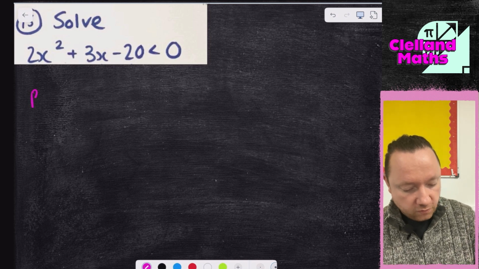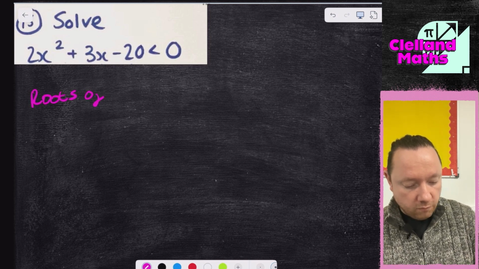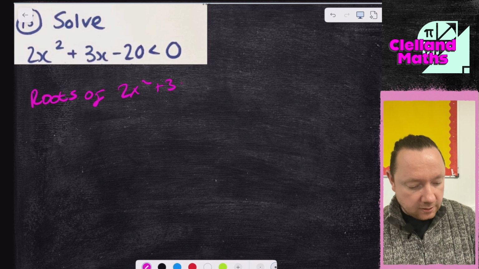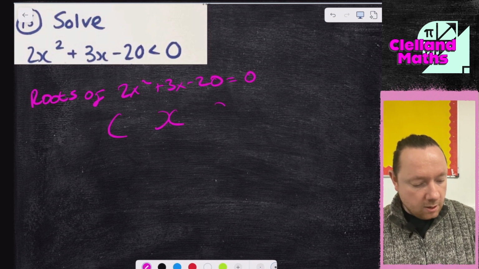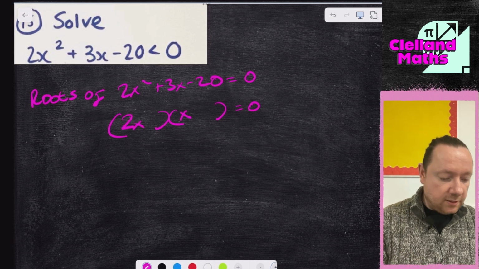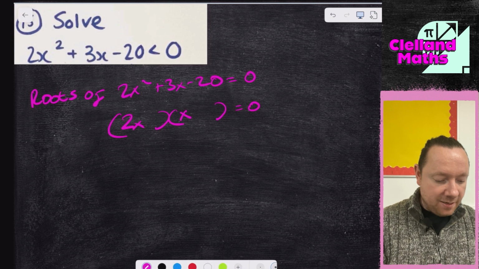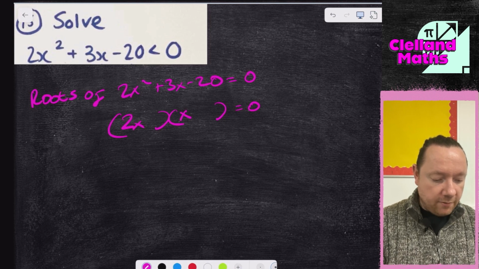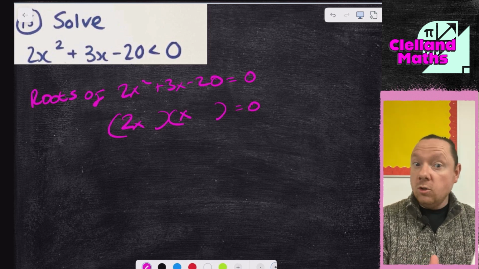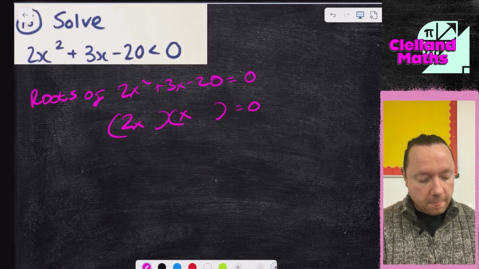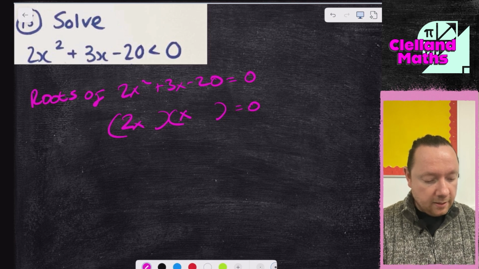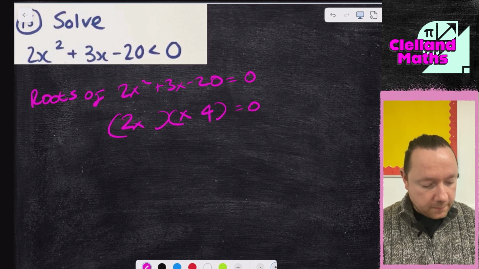So let's examine the roots first. Roots of 2x squared plus 3x minus 20. So I'll make that equal to 0. Hopefully it factorises, 2x and x. So I'm looking for 2 numbers that multiply to make 20, and I need to get 3 in the middle. So probably 4 and 5. Usually try the numbers closest to each other first, because 9 times out of 10 they work. So 2 5s is 10, and then 3 4s doesn't work. 2 4s is 8, and then 5.